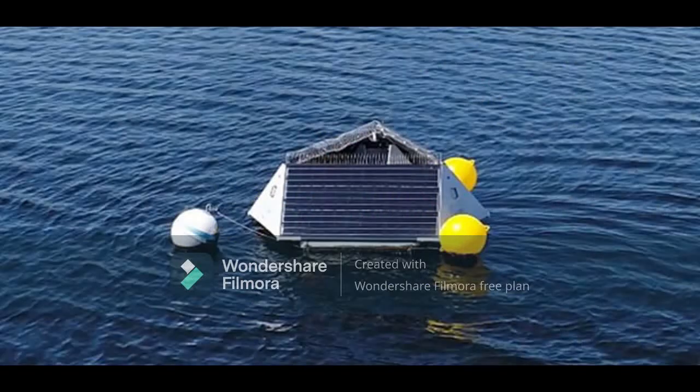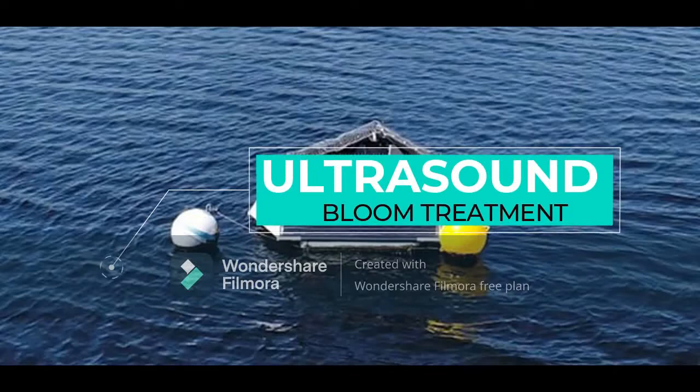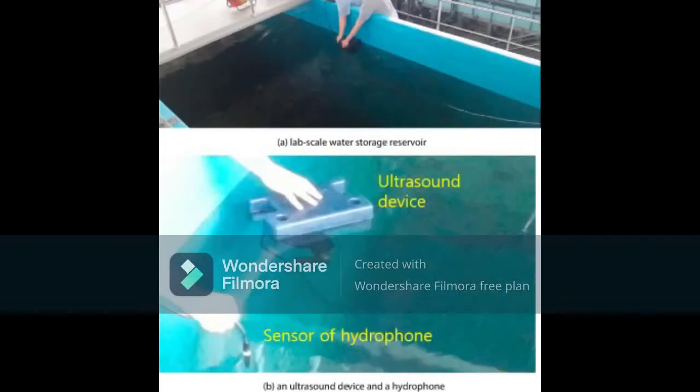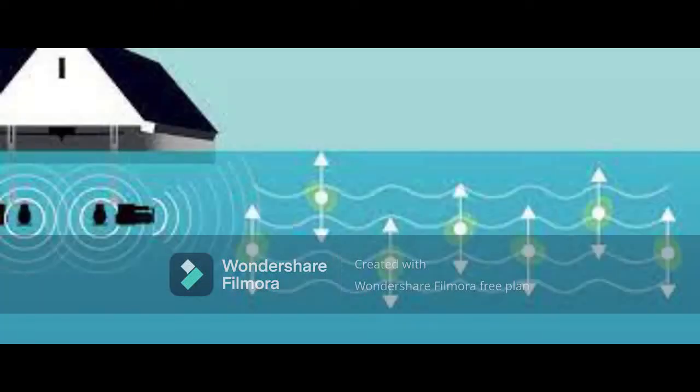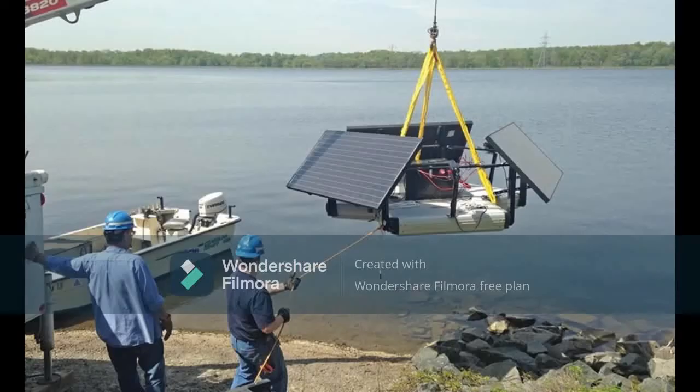Next, ultrasound bloom treatment. This method uses ultrasonic sound waves in water bodies to detect and control algal blooms, which can reduce algae growth by up to 90%. All of this has been tried and proven, and as a result, aquatic life is not harmed, and it is 100% environmentally benign with the added benefit of minimal operational expenses.